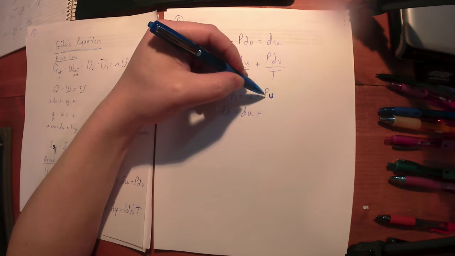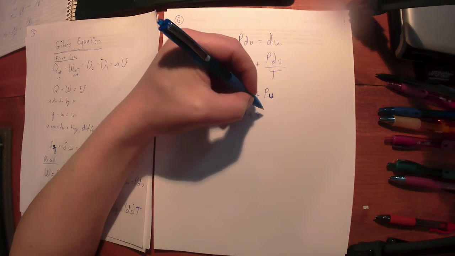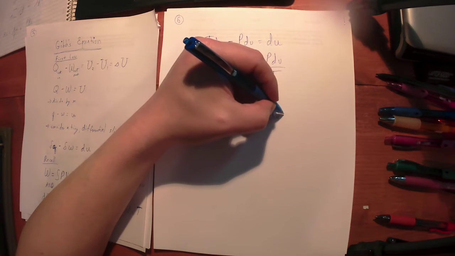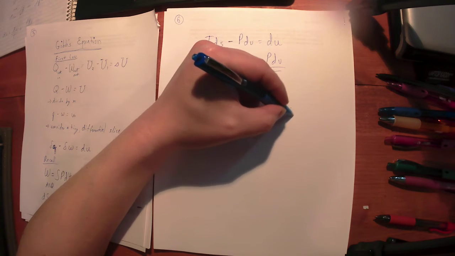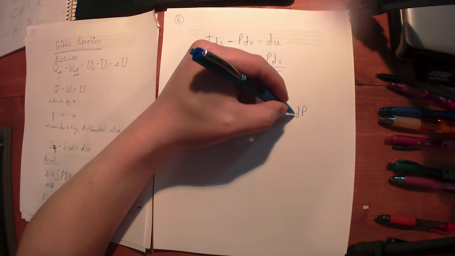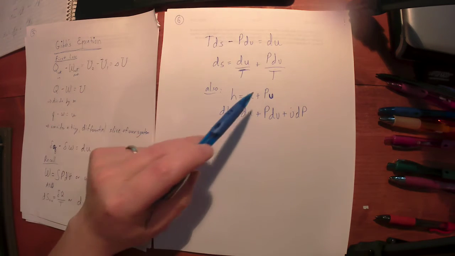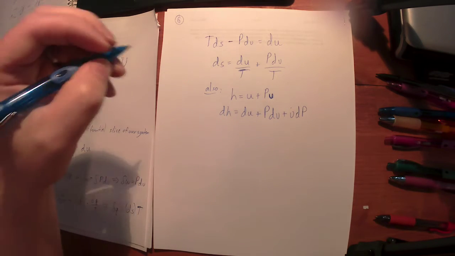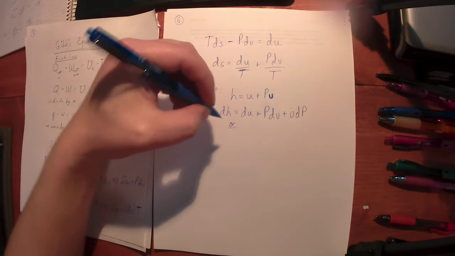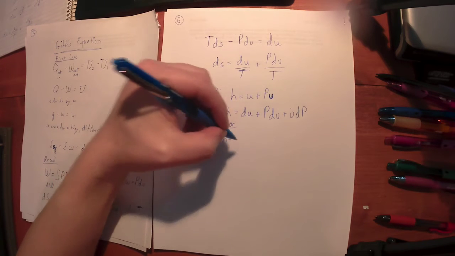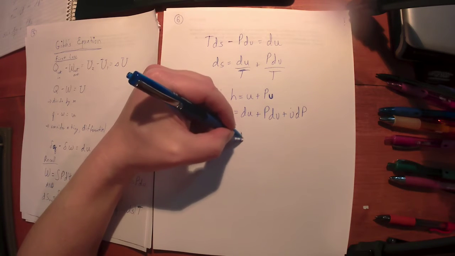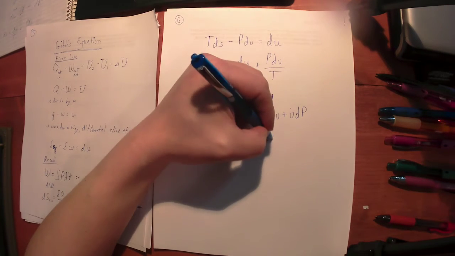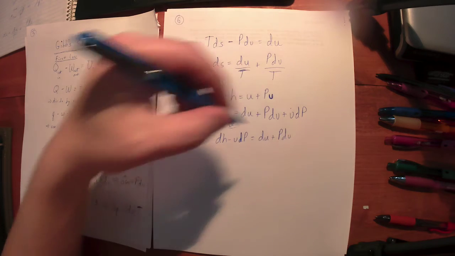And then a differential size slice of PV, well, that's a product rule or a chain rule, whichever way you want to look at it. That's P dv plus V dP. That's how we differentiate this guy. Product rule. Or dH minus V dP is equal to du plus P dV.